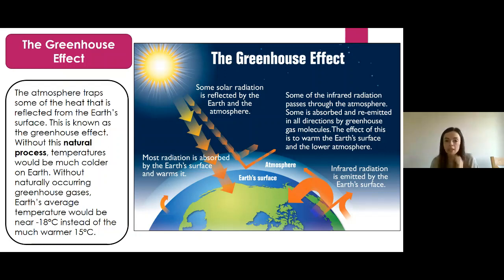So here we have a bit of a diagram. Some solar radiation is reflected by the Earth and the atmosphere, but most radiation is absorbed by the Earth and warms the Earth's surface. Okay, some of the infrared radiation passes through the atmosphere. Some is absorbed by greenhouse gases in the atmosphere and re-emitted in all directions by greenhouse gas molecules. The effect of this is to warm the Earth's surface and the lower atmosphere. Okay, so that's the natural greenhouse effect.